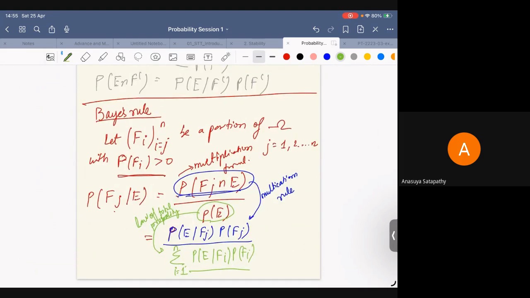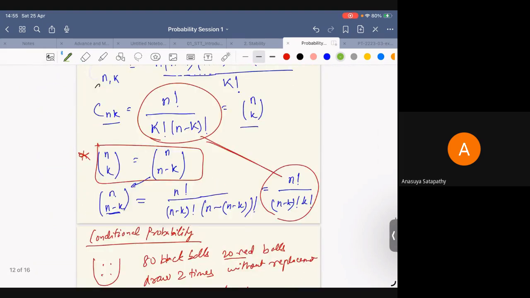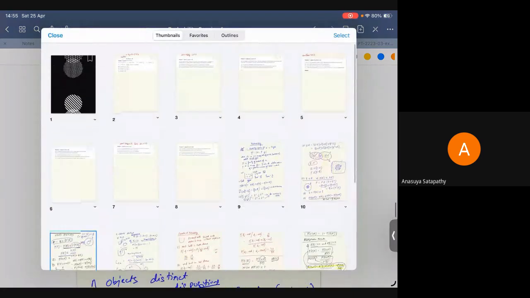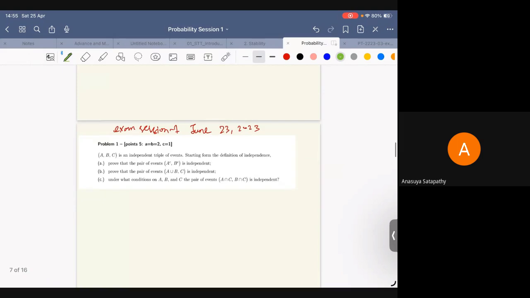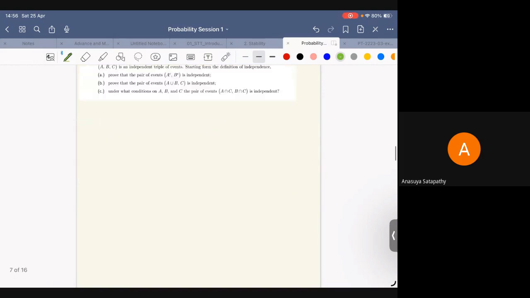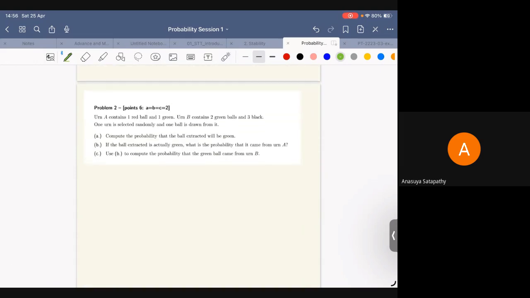Let's go to a question so that it will be very clear. Let's go to the question part. Okay. Let's do question number 2 first so that it will be clear whatever we just did.